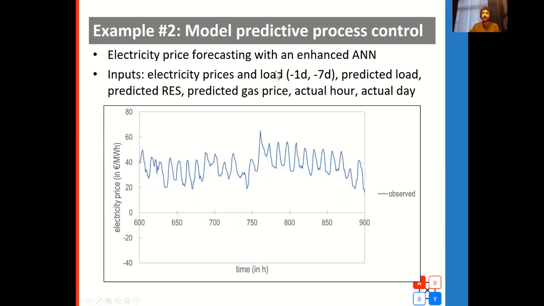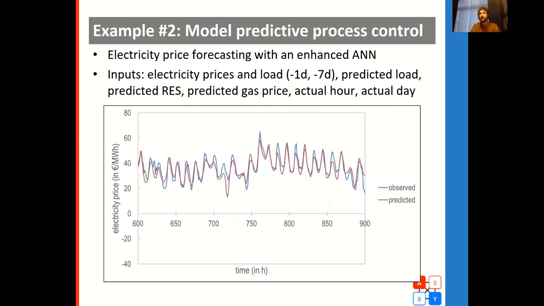We added, for example, load data of yesterday and of the week before. We added the predicted load of now. We added what renewable feed-in is predicted for now, which gas price is predicted, and also, as before, electricity prices and the actual hour and the actual day. And if we're looking at those textbook prices, we are able to predict them quite well as well. But I mean, we were able to do this with the simple neural network as well.